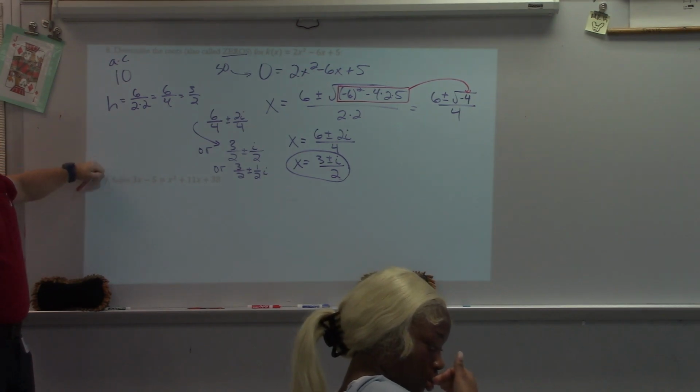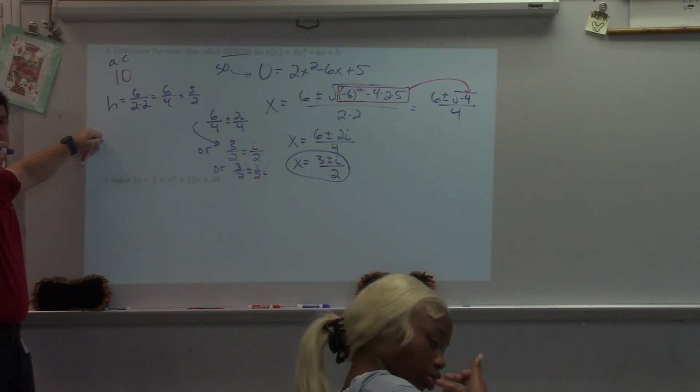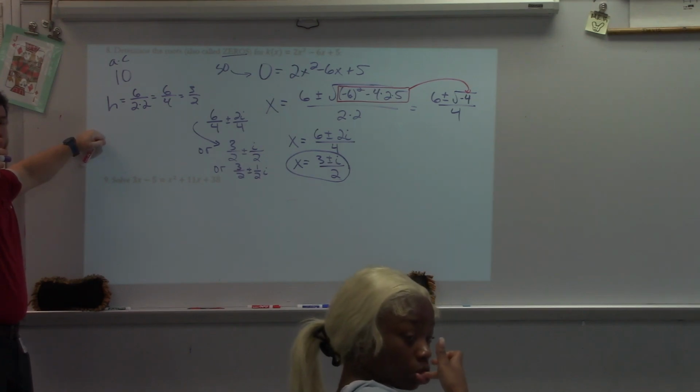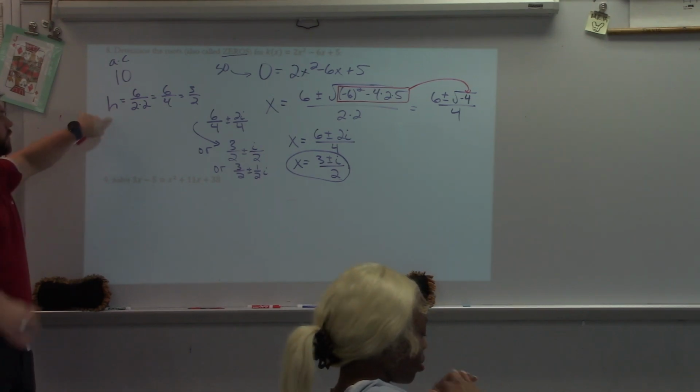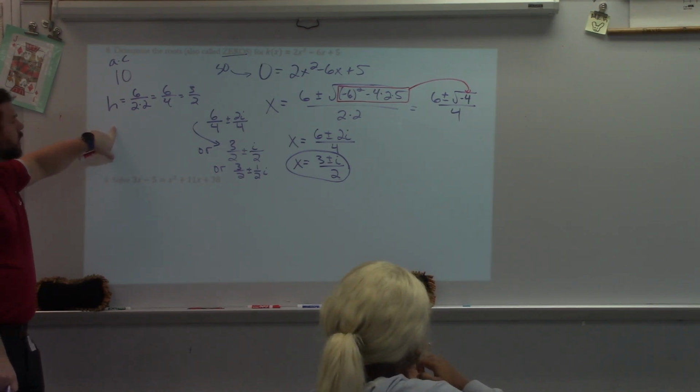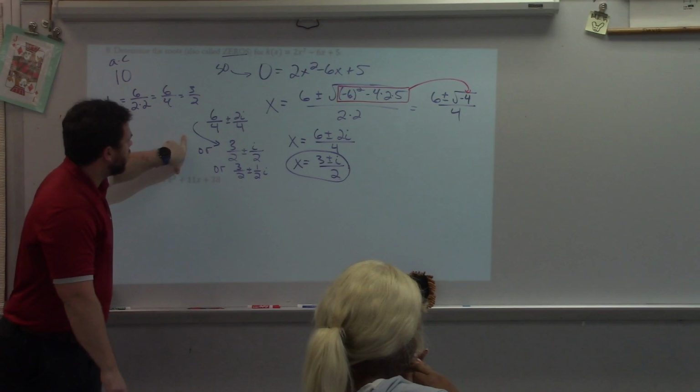Going once, going twice. You don't have to explain it, but can you write out the vertex form for that one? For this one right here? Yeah, you don't have to explain it, just write it. Sure, really quickly.